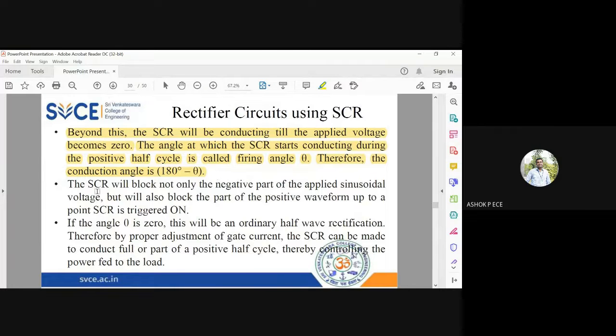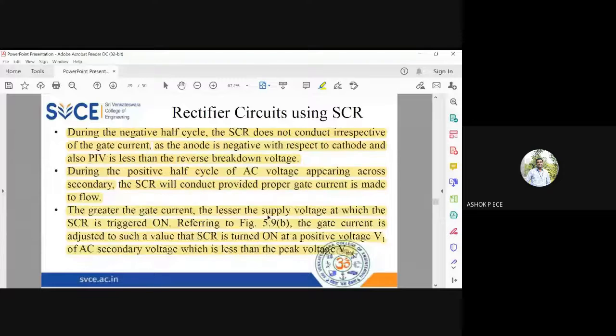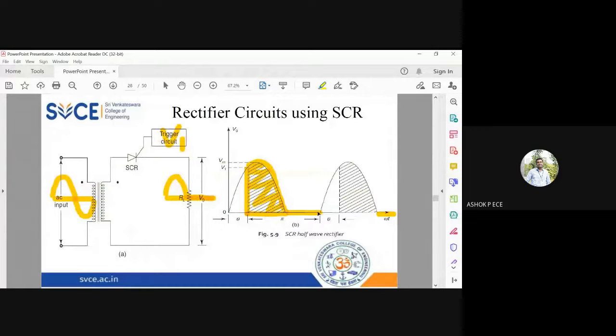Okay, so the SCR will block not only the negative part of the applied voltage, but also the positive waveform up to the point the SCR is triggered on. What they are saying is, negative is completely zero, and positive also, it will not respond immediately. It will respond only when it reaches the voltage V1. That V1 is going to be the break holding voltage. So it must reach a minimum voltage, and only then does it start conducting.